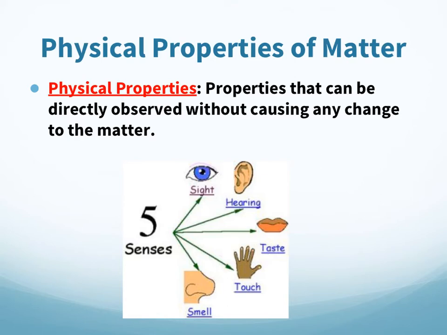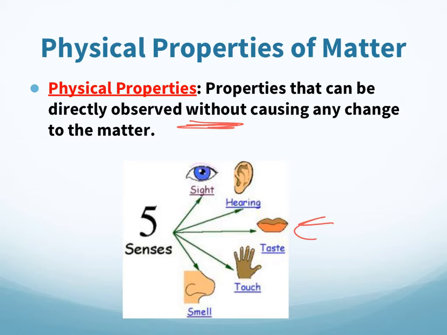So first we're going to start talking about just what a physical property versus a chemical property is, and then what some physical and chemical changes could be. So physical property, this is any property that you can directly observe without causing any change to the matter that you're looking at, or without causing any sort of chemical or irreversible change to the matter. These are typically going to be some things that you can observe with your five senses, so things you can see, hear, taste, touch, and smell.